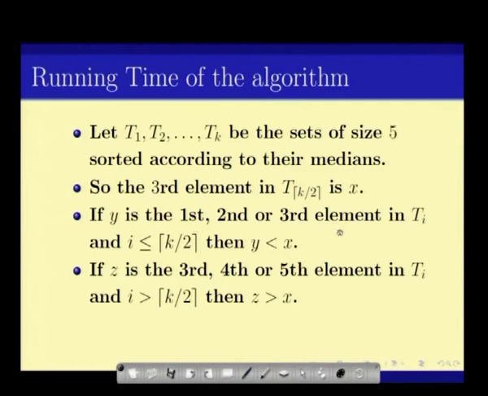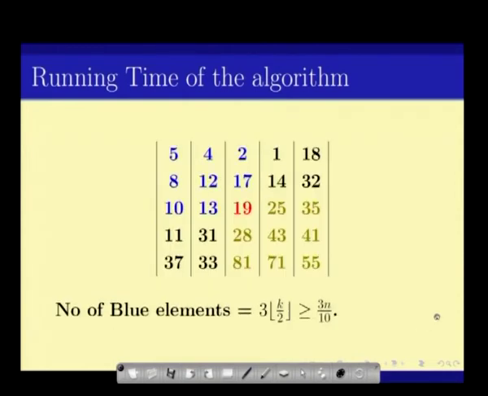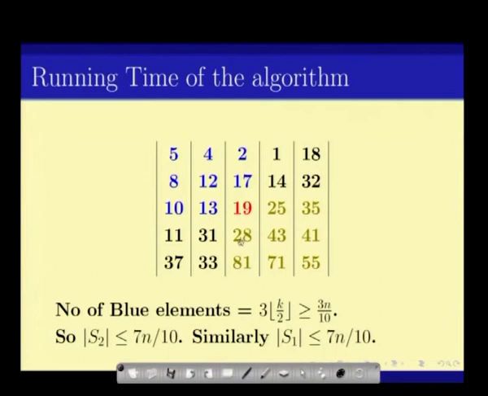The total number of points that are less than x comes out to be 3 over 5 times k over 2. So, the number of blue elements that we had was 3 times 5 over k over 2. Now, what was k? k is n over 5. Since k is n over 5, this is around 3n over 10. Similarly, the number of these green elements will be 3n over 10.